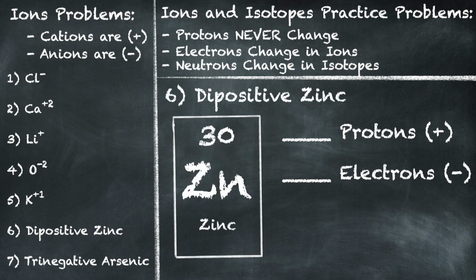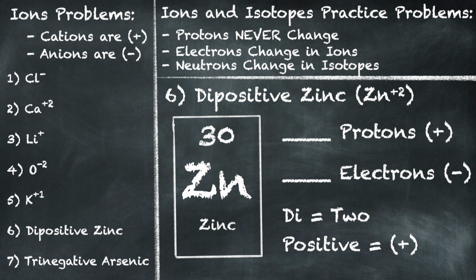So what about a dipositive zinc ion? Okay, so dipositive. Let's break this word down. Di means 2, and positive, well, that means positive, like it's positively charged. So it has a plus 2 or a positive 2 charge on zinc. Okay, so dipositive means plus 2. So it's a zinc ion with a plus 2. That means it has 2 more protons than electrons. Well, we know zinc has 30 protons. This means it must have 28 electrons.